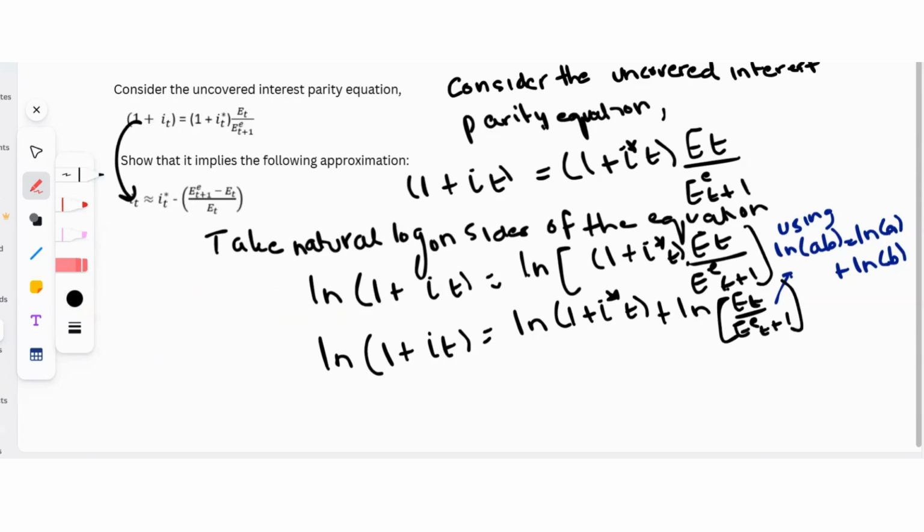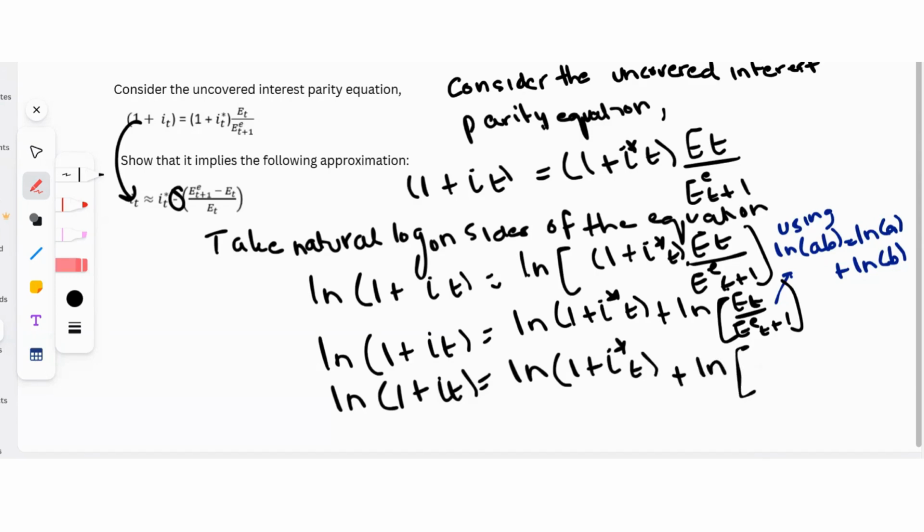Now notice in the approximation we have a minus. I want to somehow bring a minus here. So for that, I am going to rewrite this term. Instead of E_t / E_t+1, I can take the reciprocal, so we basically have a minus in this approximation and need to bring the minus from somewhere. For this, I'll rewrite E_t / E_t+1 as (E_t+1 / E_t) to the power minus 1. Why am I doing this?